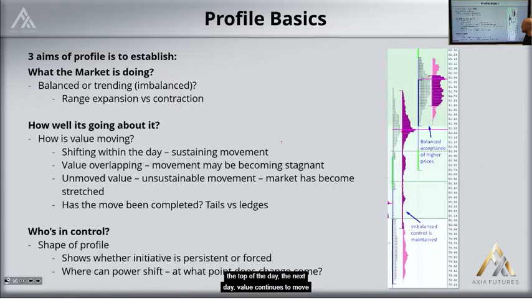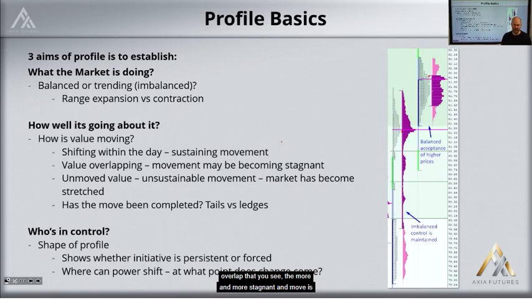The next day, value continues to move higher. Yes, you get an overlap, but value is higher than the value area of the previous day, which is here. So in that respect, we are still seeing a market that is doing a reasonable job of moving higher. To deduce this, you're trying to ask yourself, how much is value overlapping? Is value overlapping at all?